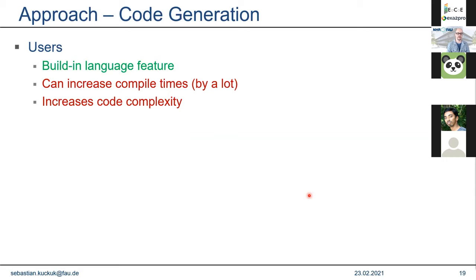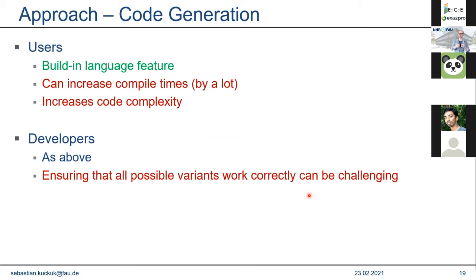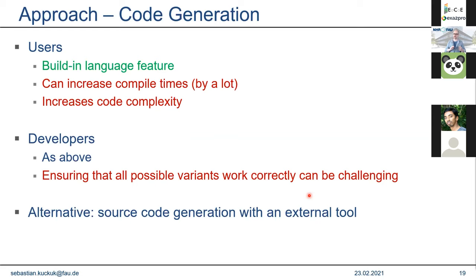For developers, it's basically the same picture. But on top of that, they also need to ensure that all possible variants are working correctly, or at least that the code can catch these cases where it doesn't work. And depending on the scope of the framework, of course, this can be very challenging. Okay, one alternative to that is saying, okay, I'm not using this rather restrictive corset of the C++ compiler and the template technology, but I'm using an external tool that I use to generate that code.